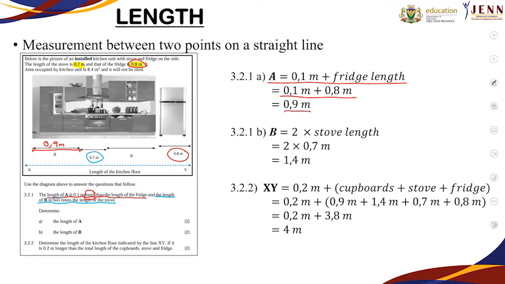And now they say it's 2 times. So then I go B is 2 multiplied by the stove length. My stove length is 0.7 meters. Then I can also find it on my picture and also in my scenario. So therefore, it's 2 multiplied by 0.7 meters, which gives me 1.4 meters. So the length of B will be 1.4 meters.